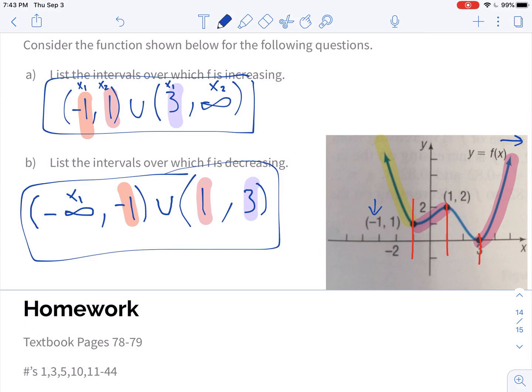Now I can say that I've got the totality of this graph from -infinity to infinity covered. I know that the inflection points are at x equal to -1 and 3. I know that -1 is my minimum, 3 is my minimum, 1 is my maximum, and that it's decreasing from -infinity to -1 and from 1 to 3, and it's increasing from -1 to 1 and 3 to infinity.